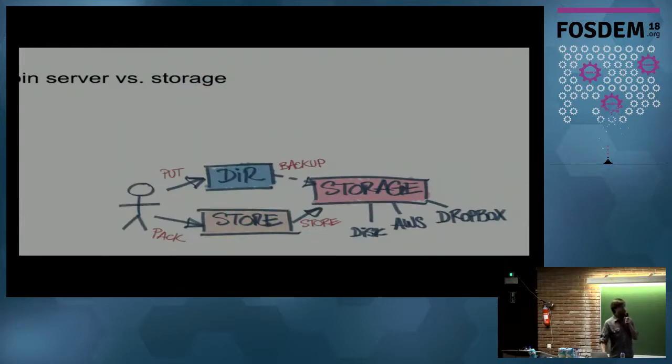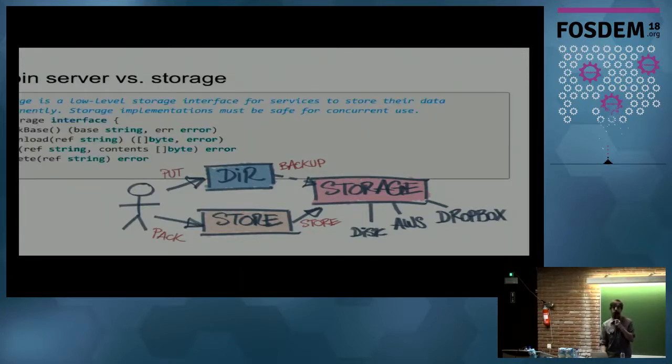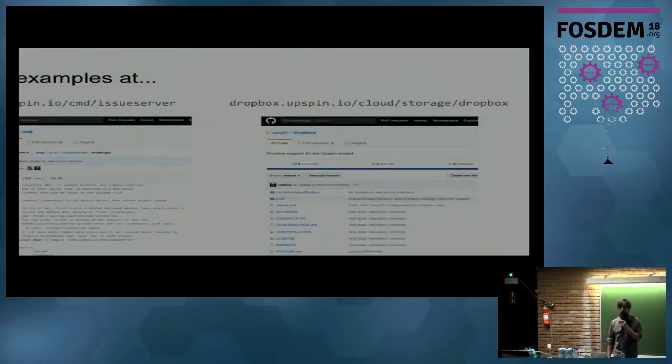The server is hard to implement actually, but the storage is something quite easy to do. It's just the low level implementation of how to store reference data. So there is already a lot of implementation with S3, Google Drive, GCP, and this kind of thing. If you want some example of this kind of implementation, the best is to go to the official repos. So for example, in the experimental repos, you have an issue server. Or you can see the Dropbox storage, for example.